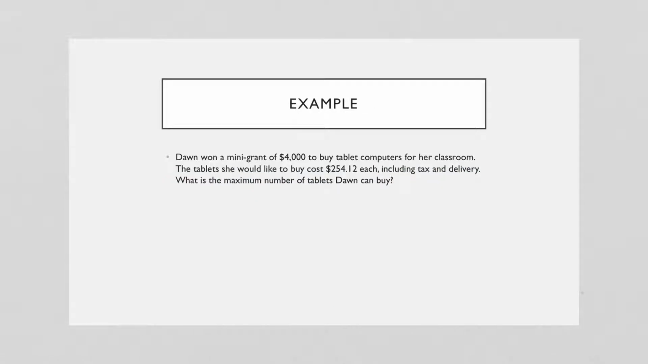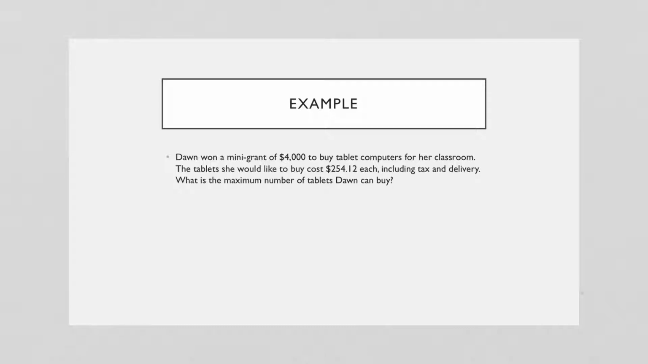All right, so let's read through this one. Dawn won a mini grant of $4,000 to buy tablet computers for her classroom. The tablets she would like to buy cost $254.12 each, including tax and delivery. What is the maximum number of tablets that Dawn can buy?